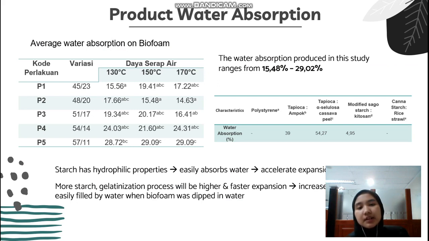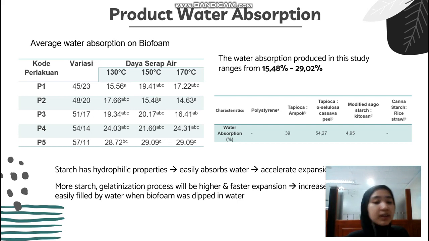Product water absorption. The water absorption produced in the study ranged from 15.48% to 29.2%. If we compare with other research, this water absorption is lower than the others, but higher than one of the studies, modified sago starch with chitosan.